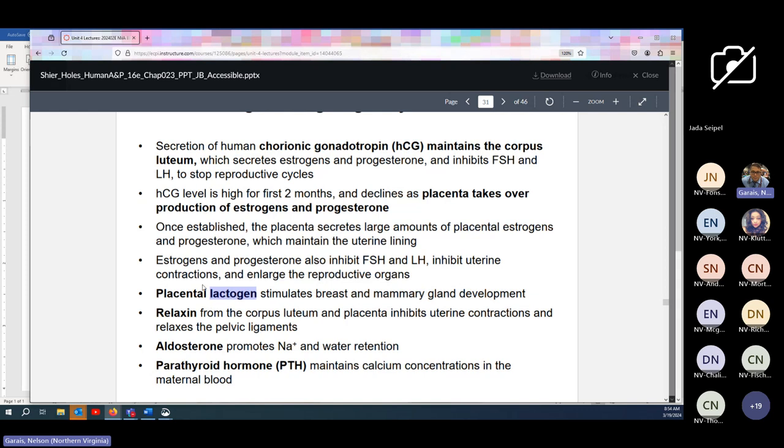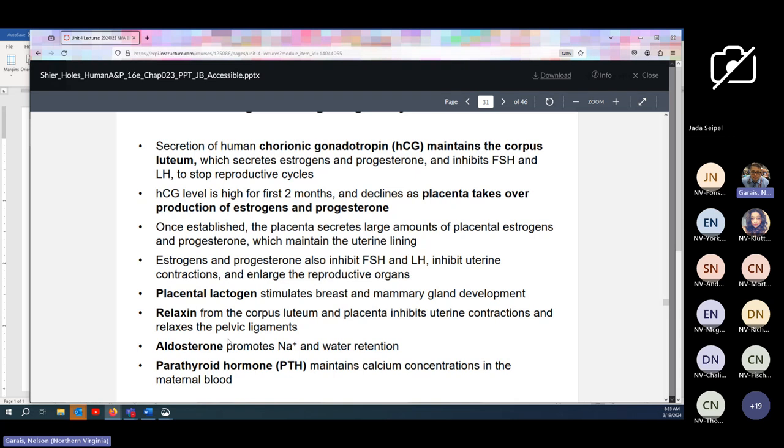Now, we learned another hormone, if you recall the anterior pituitary, it was prolactin. Do not confuse lactogen with prolactin. Lactogen is for the development. Prolactin, pro means what? Milk letdown reflex, okay? That's the thing that's going to promote the secretion of the milk for baby. So placental lactogen, I want you to think what? Stimulates breast and mammary gland development.